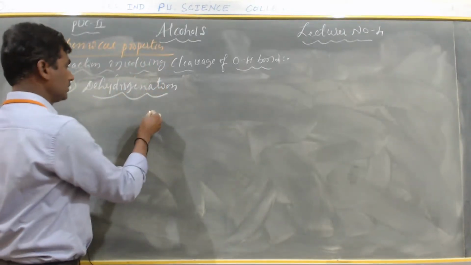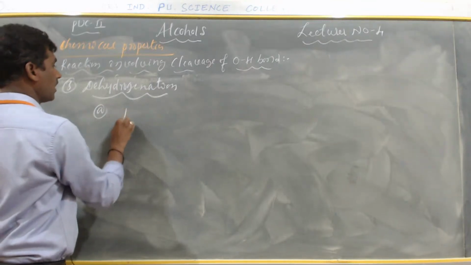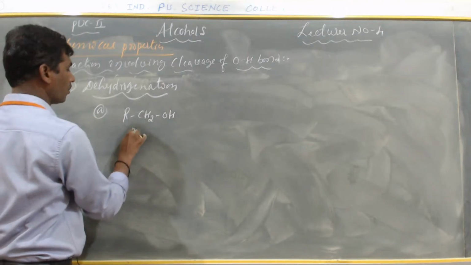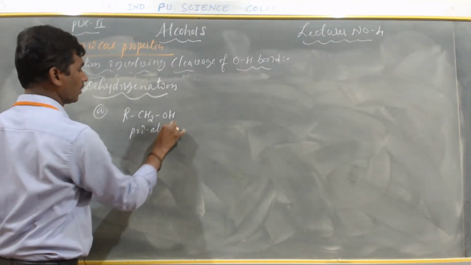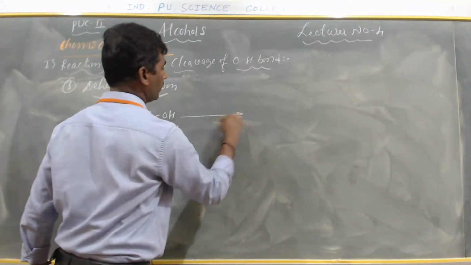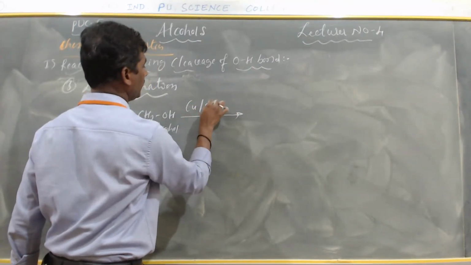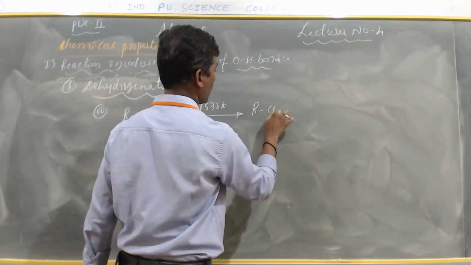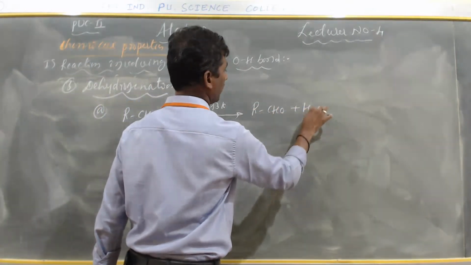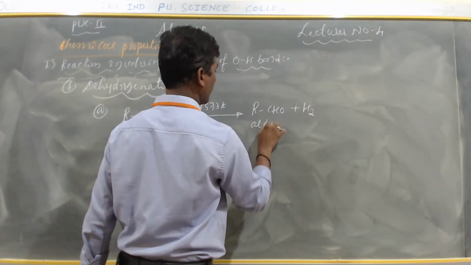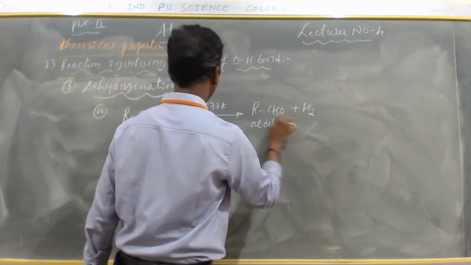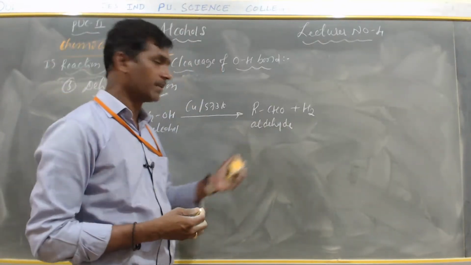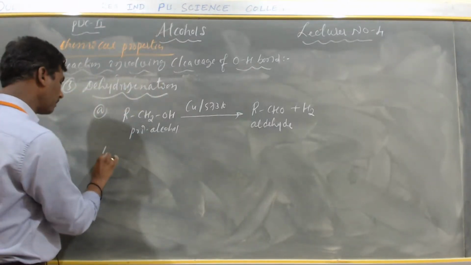First I can write here: RCH2OH, which is called a primary alcohol. When this primary alcohol is heated with copper metal at 573 Kelvin, we get RCHO plus H2. This is called an aldehyde. It means that when a primary alcohol is heated with copper at 573 Kelvin, it gives an aldehyde.